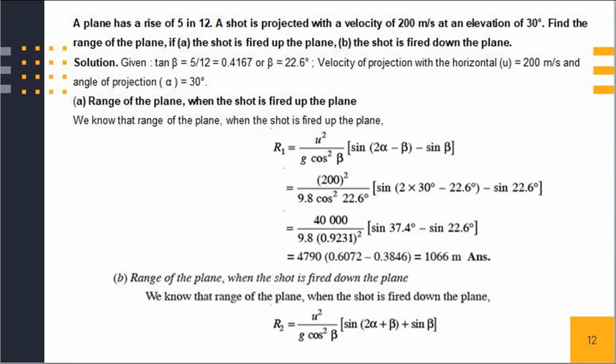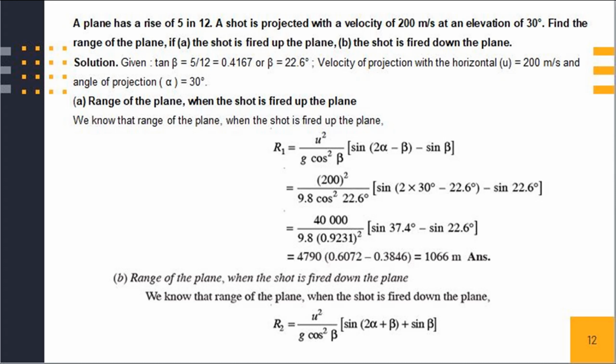Next problem: a plane has a rise of 5 in 12. A shot is projected with a velocity of 200 meters per second at an elevation of 30 degrees. Find the range on the plane if, number 1, the shot is fired up the plane, and number 2, the shot is fired down the plane.